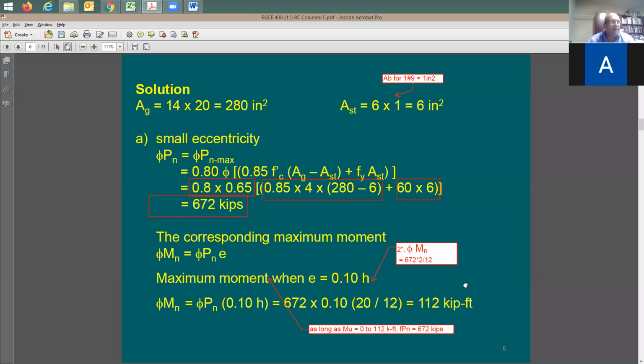Meaning, this column is able to support a total load of 672 with an additional moment that goes from 0 to 112 kip-foot. So again, as long as the moment applied on the column is somewhere between 0 to 112 kip-foot, your column here is able to support 112 kip-foot and an axial load of 672 kips. Are we good? Any questions? Yes? No? We're good. Thank you. All right, great.